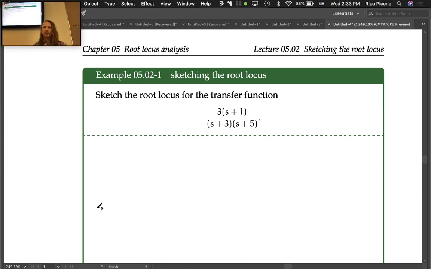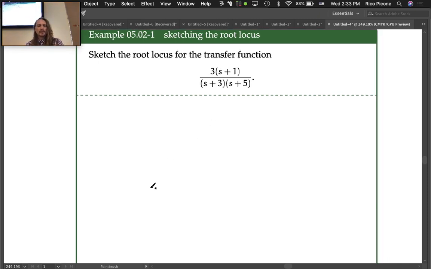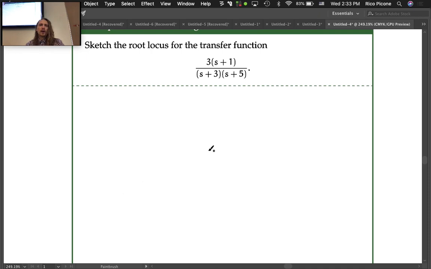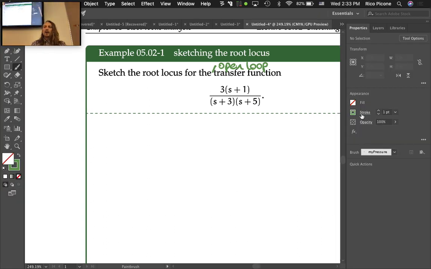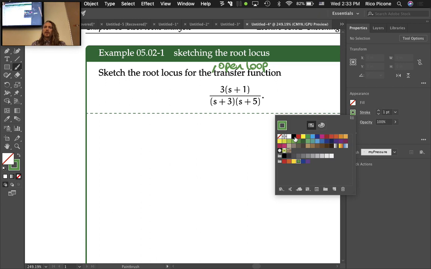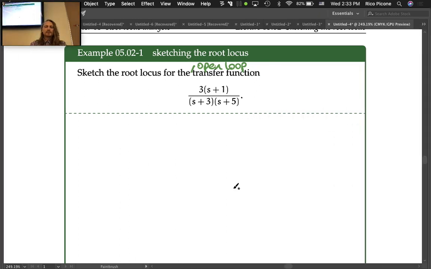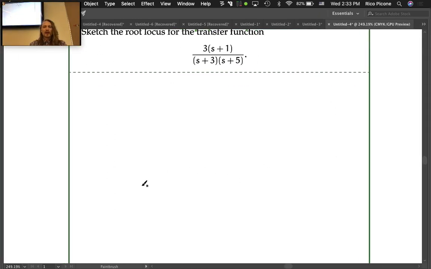So let's start out with a pretty easy one. Let's sketch the root locus for this transfer function. It's important to note, although it's implied, this is the open loop transfer function. So what is our first step? Well, first we need to draw some axes, right? So let's draw some axes.